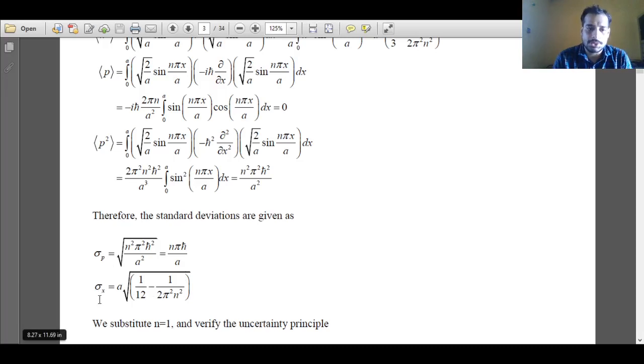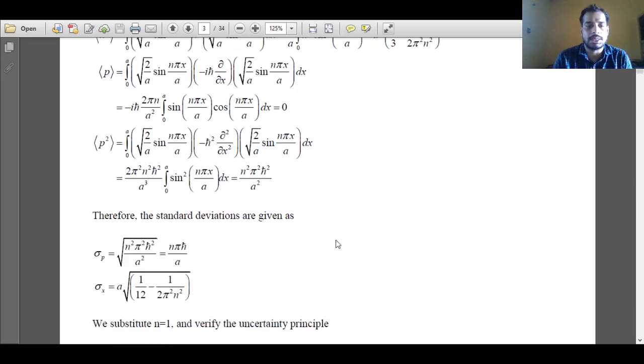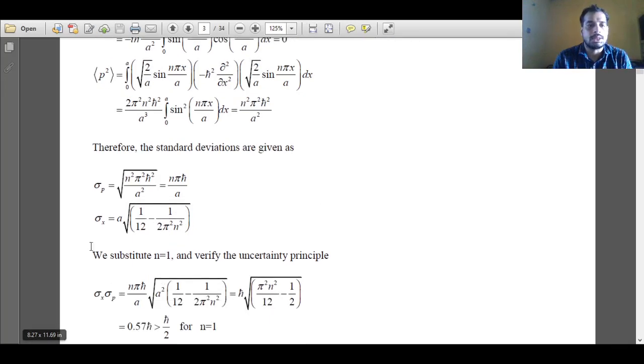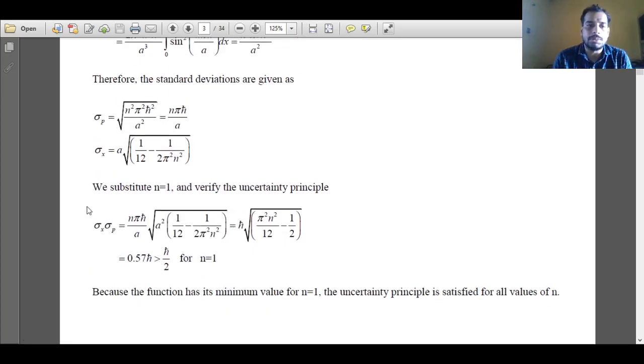Then the standard deviation with respect to position: if I do the same thing, it is the expectation value of position square minus the expectation value of position taken to the power square. If I do the mathematics, I get a times root over 1 over 12 minus 1 over 2 pi square n square. Now I've got my standard deviation with respect to position and with respect to momentum. I'll multiply those two quantities and see the value. The mathematical value that comes out is 0.57 h bar.